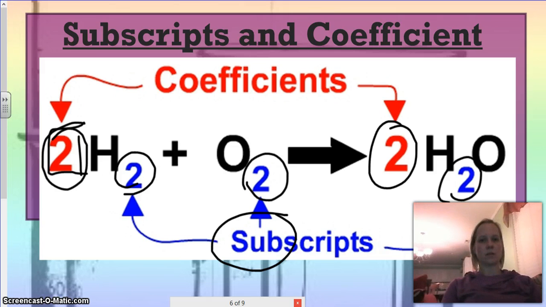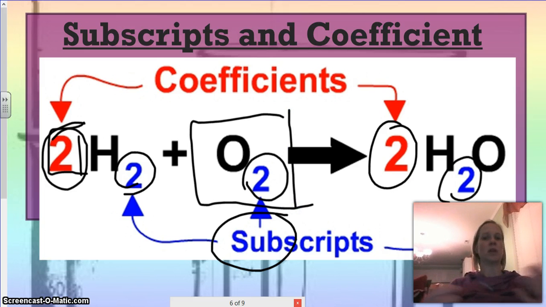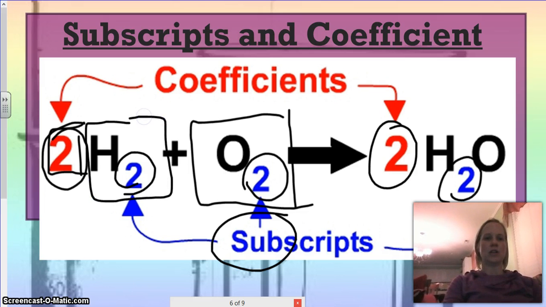Subscript, bottom right. Okay, the subscript tells us how many oxygens are bound together. So it's an element of two oxygens. This would be an element of two hydrogens. And then we've got this 2 here. And we're going to talk in a minute about what that 2 means for the two hydrogens that are bound together.